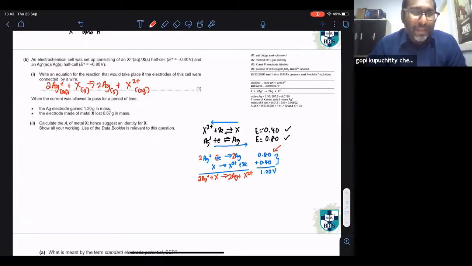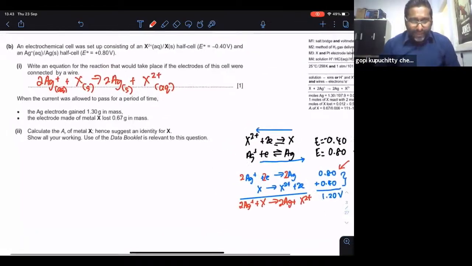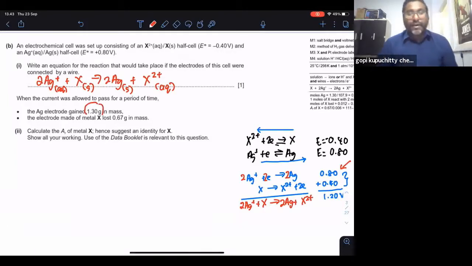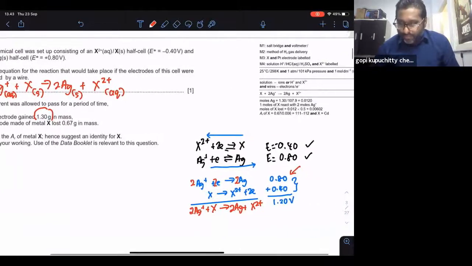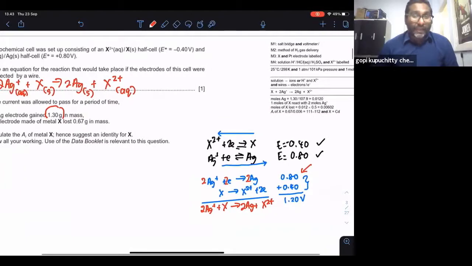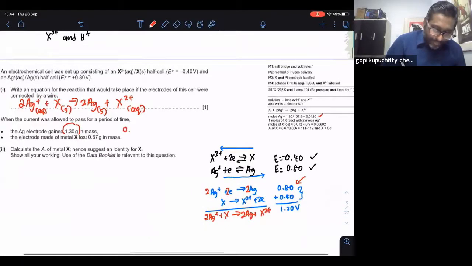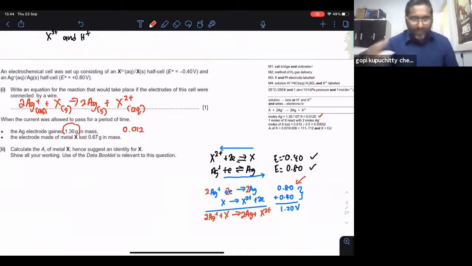So you need to think what they are trying to get over here. So the first thing that you can work out is the silver electrode gain in mass. So find out how many moles of silver that is. So you look at your periodic table and the relative atomic mass of silver. You can see silver is 107.9. You can see from the marking key here. So you find the number of moles. If I find the number of moles, I will get 0.012. So I'll just put 0.012 moles of silver.